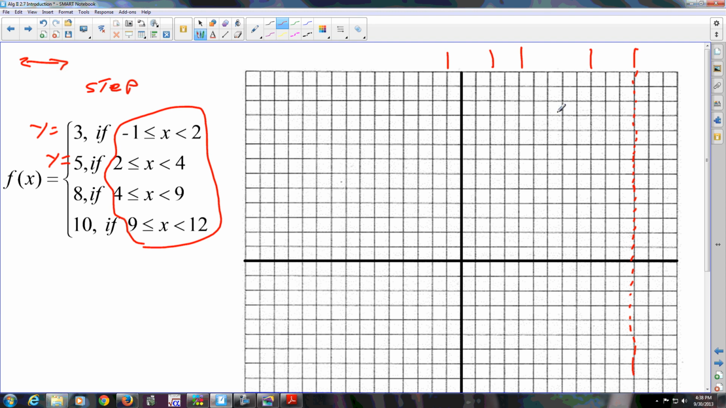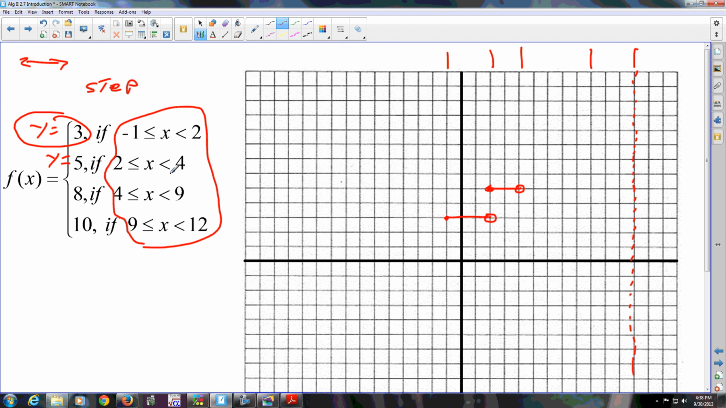For this first one, I graphed the line y is equal to 3. So that's going to be a horizontal line segment between -1 and 2. Closed circle on the left, open circle on the right, because it says don't include it. Then you have a horizontal line at 5. So if this was 3, 4, 5, it starts where this one ended on the boundary and goes to the next boundary. Closed circle, open circle.